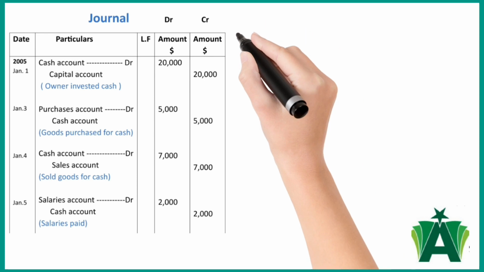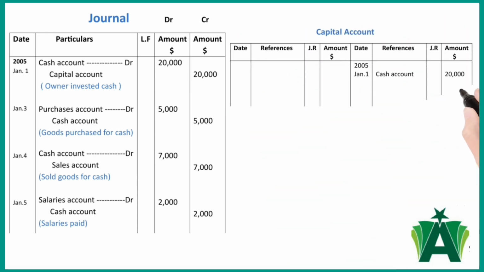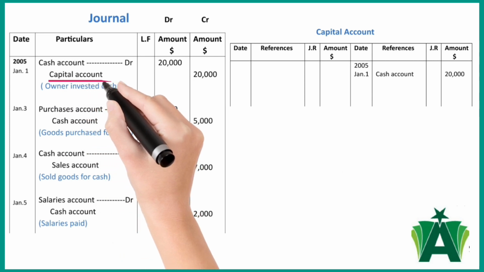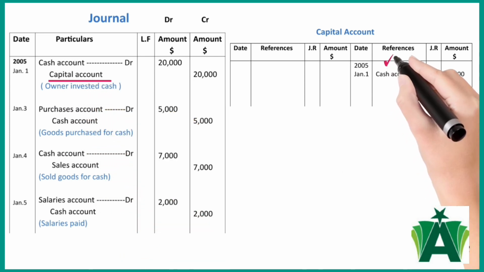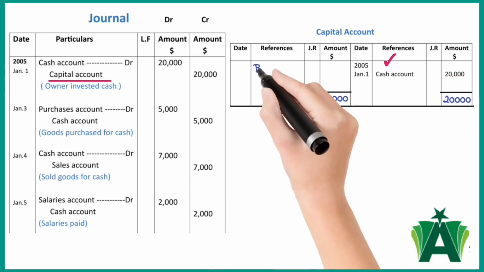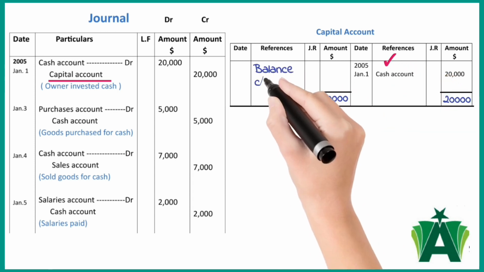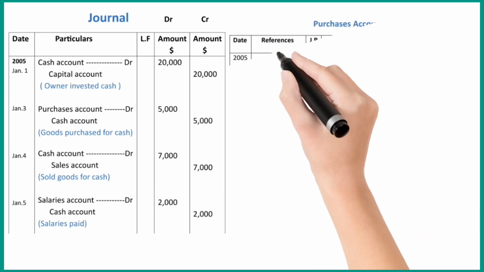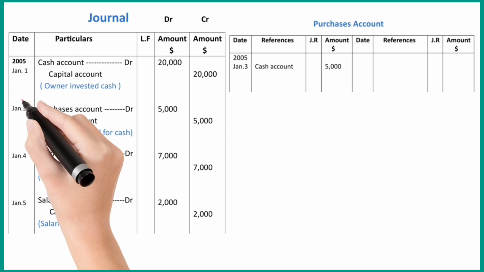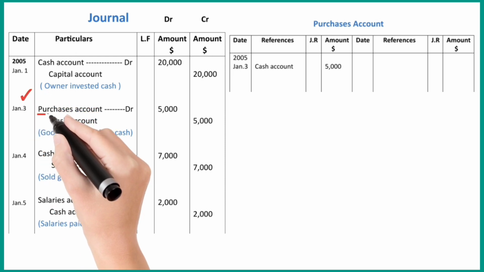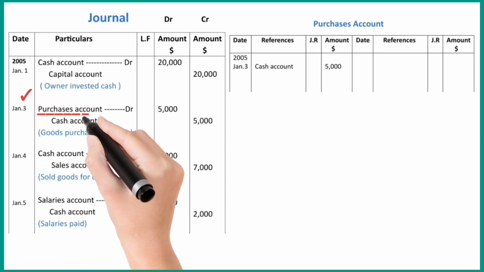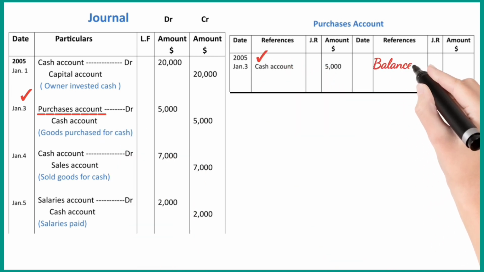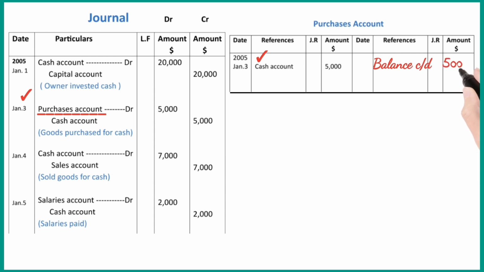The second ledger is the capital account. 2005, January 1, the capital account is credited and recorded on the credit side of the capital account. Opposite cash account is written as a reference. The credit balance of the capital account is $20,000. The third ledger is the purchases account. 2005, January 3, the purchases account is debited with reference of cash account and recorded on the debit side of the purchases account. The debit balance of the purchases account is $5,000.